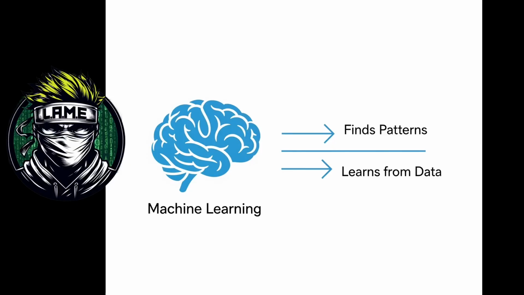This is where machine learning comes in, and don't let the term intimidate you. For our purposes, think of machine learning as a powerful detective's assistant that is incredibly good at finding patterns in massive amounts of data, patterns that no human could ever hope to spot. In machine learning, there are two main approaches we should know about.